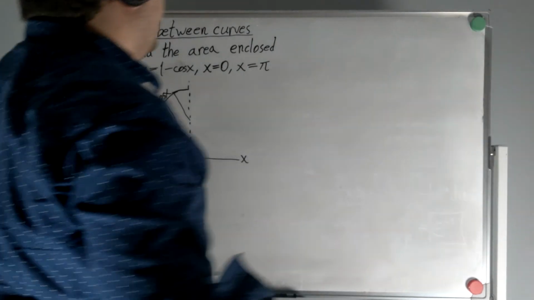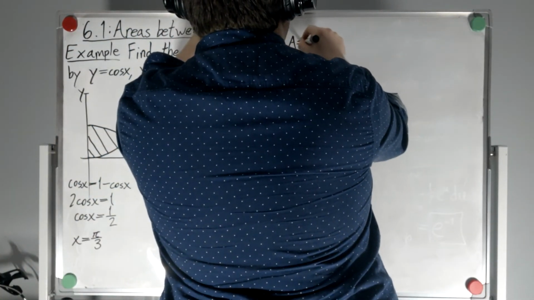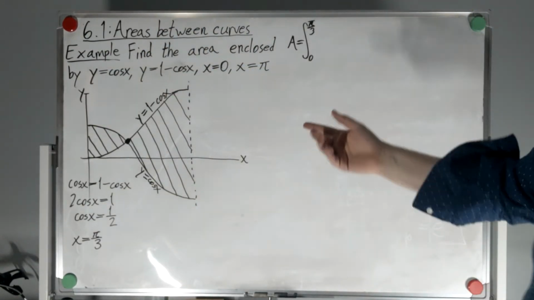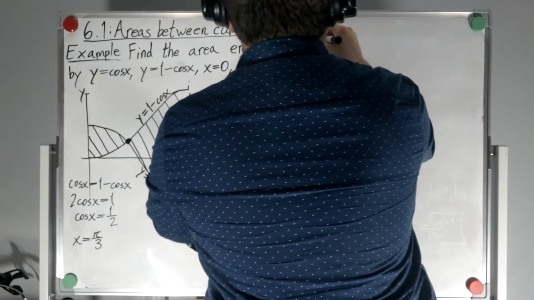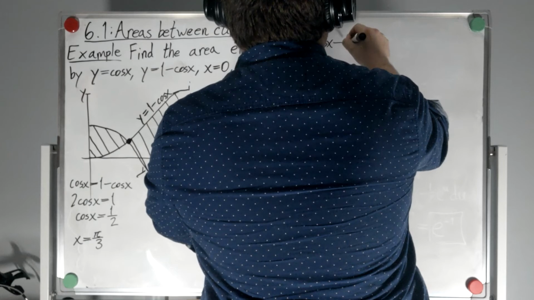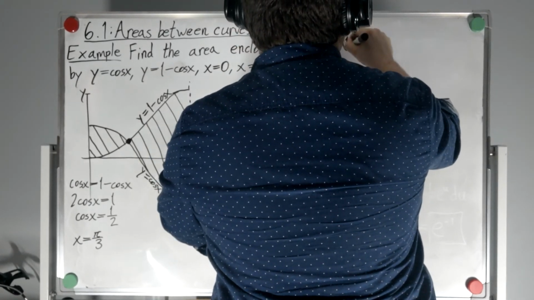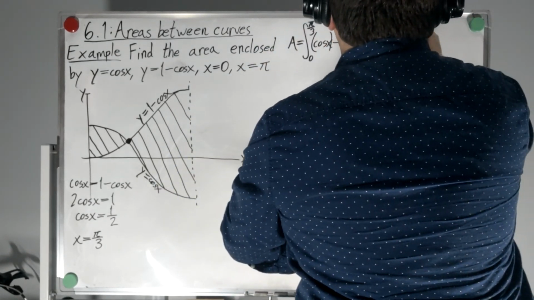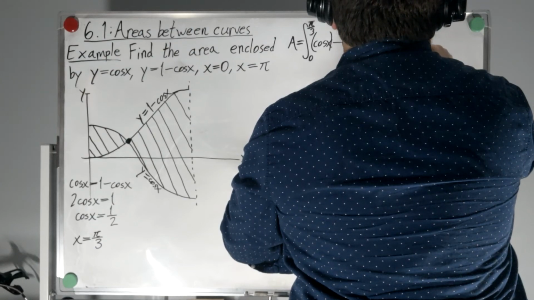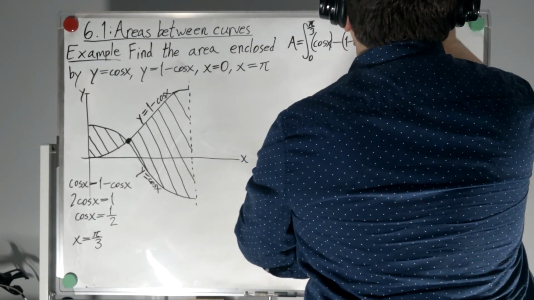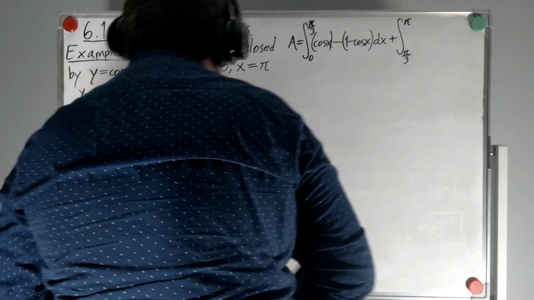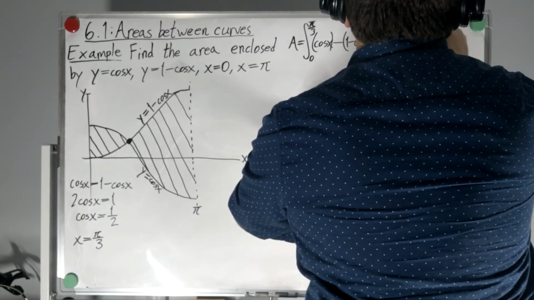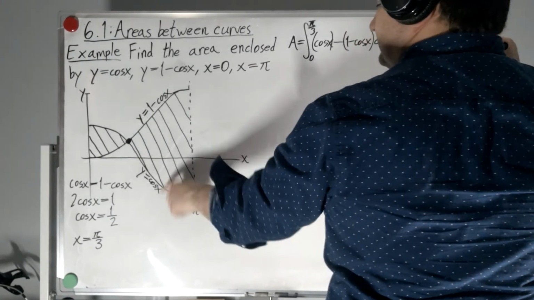So, the area is going to be the integral from 0 to pi over 3 of, let's see here, upper minus lower, so that'll be cosine x minus 1 minus cosine x. Then add to this the integral from pi over 3 up to pi. I should label that this is pi. We have 1 minus cosine x minus cosine x.